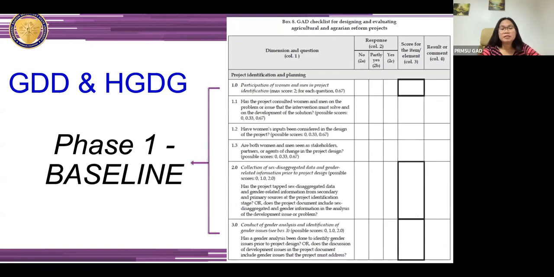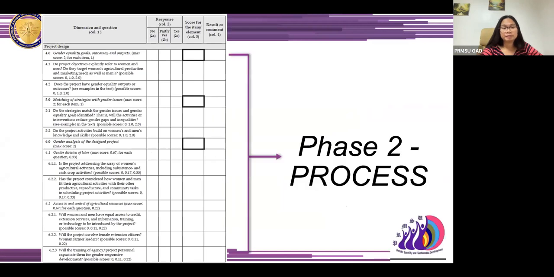Now, in the HGDG, it involves baseline data from the project identification and planning. So these are the components. This is for agriculture and agrarian reform, box 8. But you can look for a box for technology transfer. We'll see if I have an Excel for this. And then, from project identification, baseline data already. You should already have baseline data of your community partners. And in the project design or in the process, there are also components that we have to address so we can say that it is gender responsive or gender sensitive.